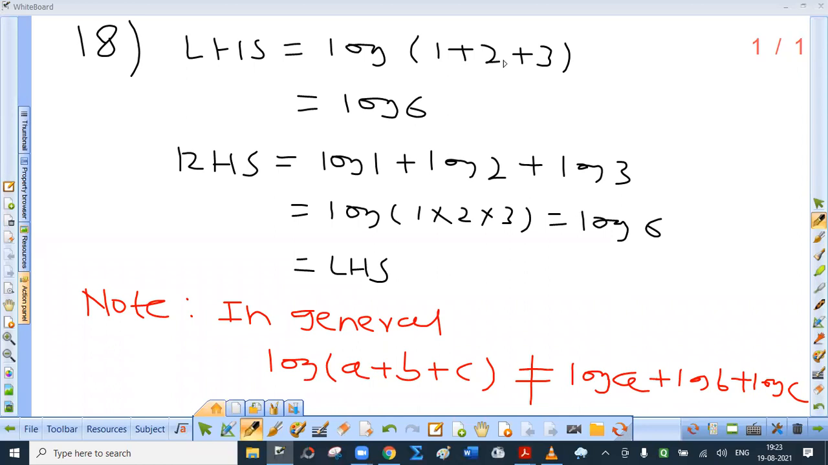See, LHS. Within bracket, I can add numbers to get 6. Now, sum of logarithms is logarithm of product. So, log 6. Yes. I hope you are getting this. So, this is possible only if A plus B plus C is ABC. This is not true in case of all the three, rather any three numbers.